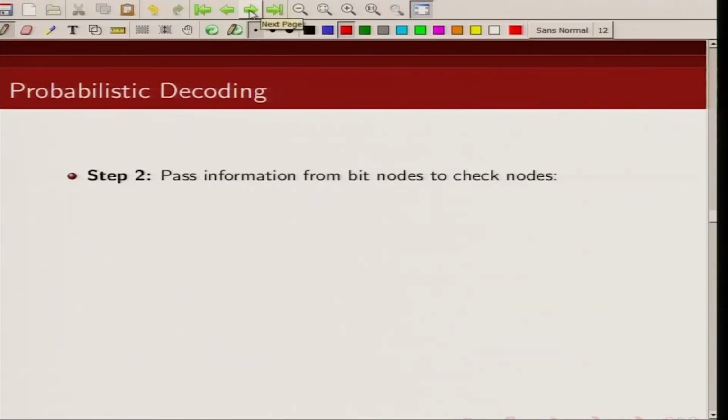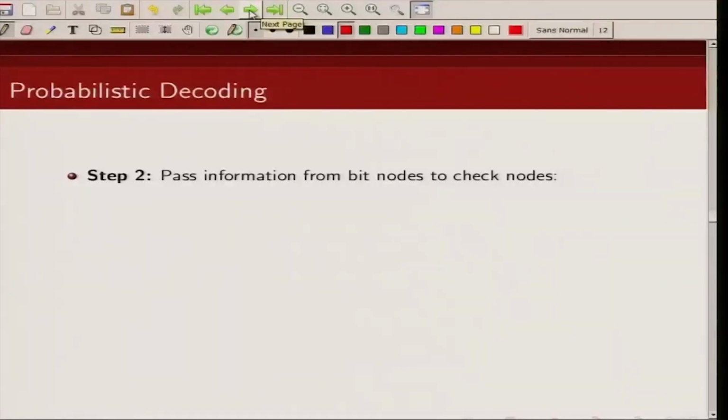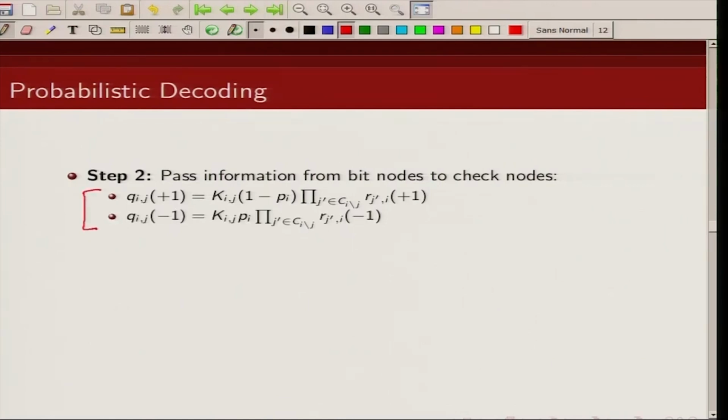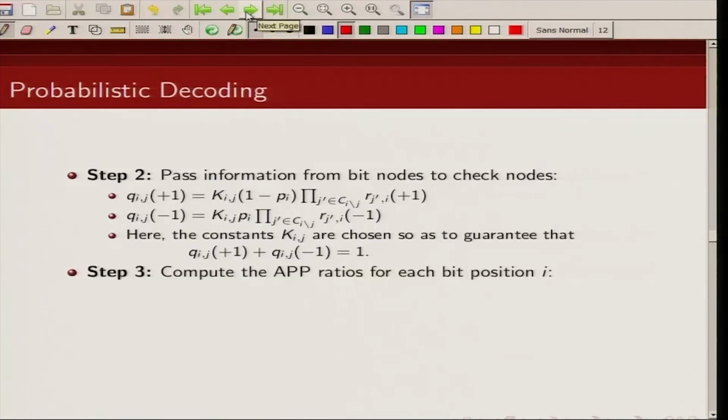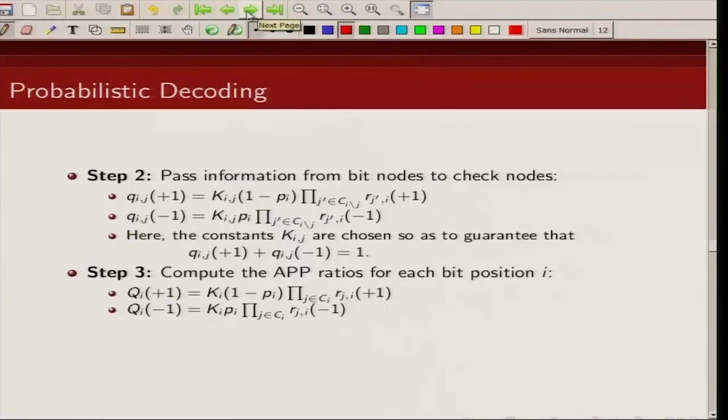Now, once you get these updated Ris from various check nodes, then these Qis are updated. So, you are going to then send the modified information, these Qis, to the parity check nodes, and this is given by this. You can do some normalization, these Kis are just some constants. And finally, we will compute the a posteriori probability, given by this expression, and this we have derived earlier in the lecture.